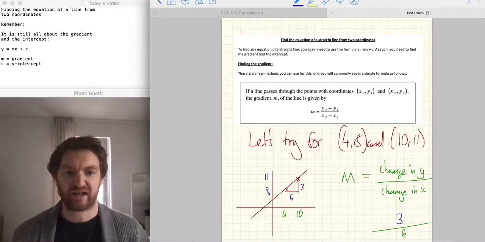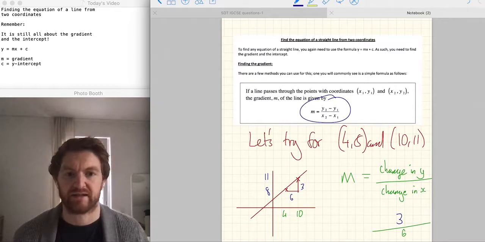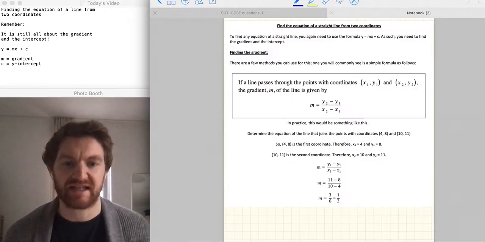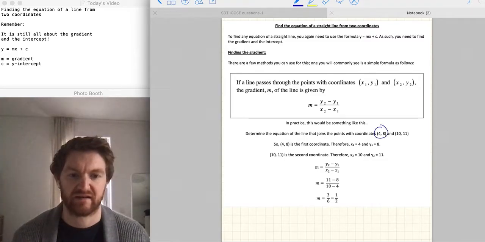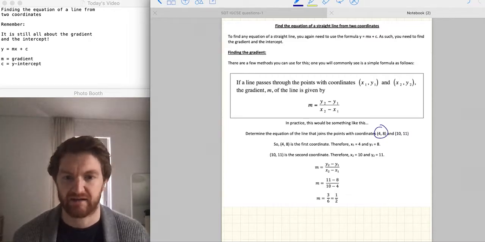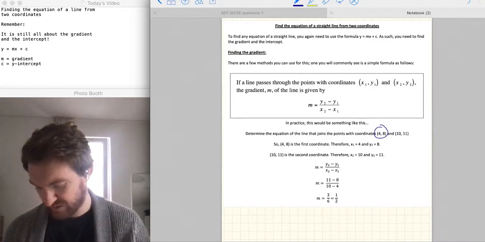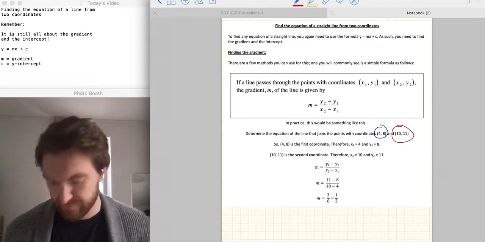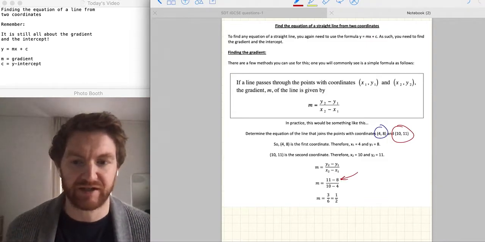And that's all that formula is doing. It's saying how much have you changed in the y-axis, how much have you changed in the x-axis, what does the little triangle look like? Now, the little 2 and the 1 basically mean the first and the second. The first coordinate was (4, 8), which means 4 is the first x and 8 is the first y: x1 and y1. Similarly, (10, 11) is the second, so it's x2 and y2. So this bit here says it went from 8 to 11. How much has it changed?